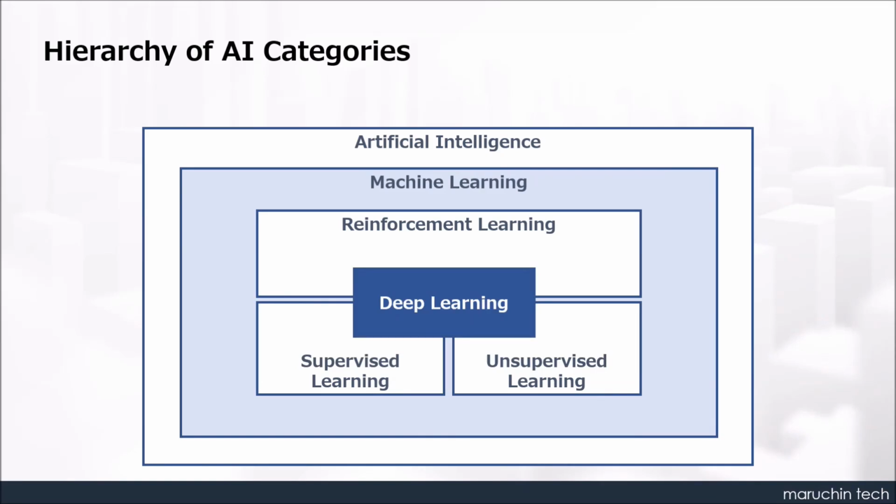First, let's clarify the hierarchy of AI categories. Artificial intelligence is a broad concept. Within AI, we have machine learning, which is the technique of learning from data. Inside ML, there is deep learning, a method inspired by the neural networks of the human brain. Generative AI, which is very popular today, is a specific branch that primarily applies deep learning techniques to create new content.